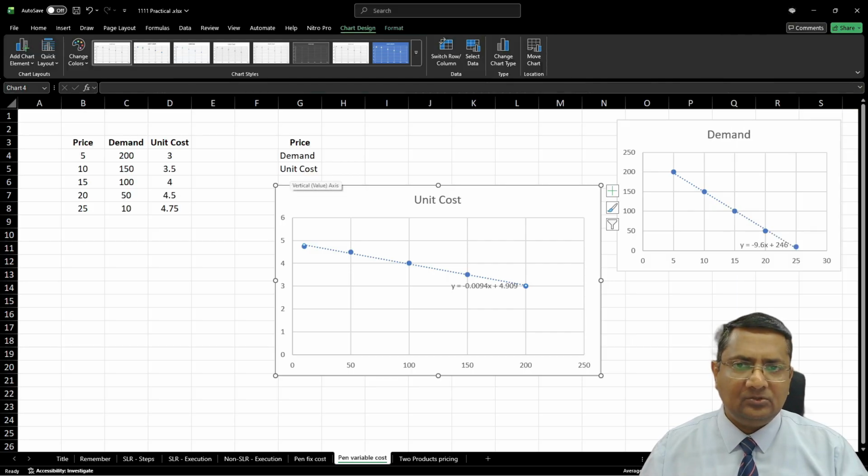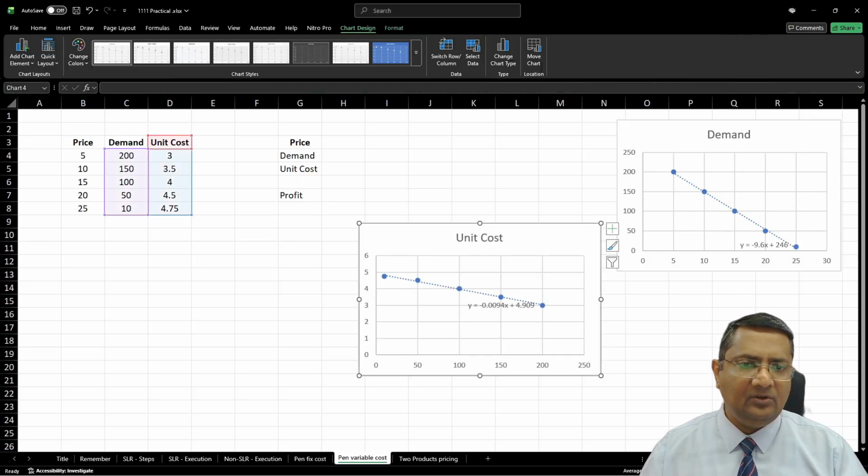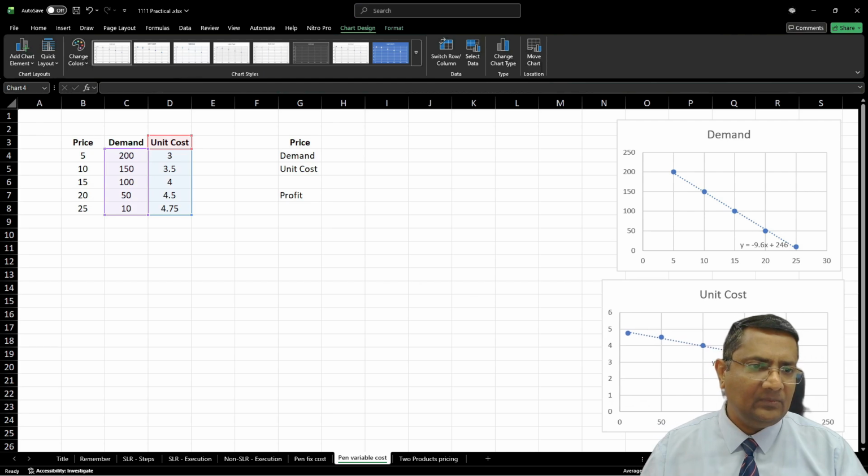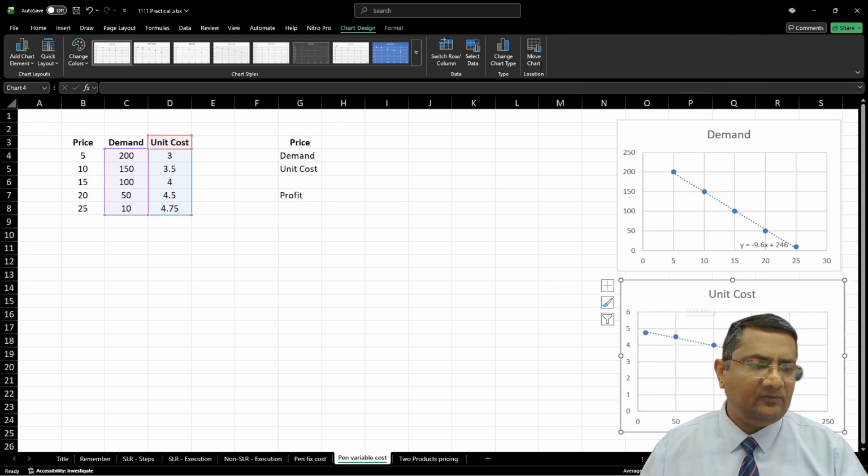Okay, then close. So our step 1 is over. We got the equation for demand. We got the equation for unit cost. Now the second step is what?